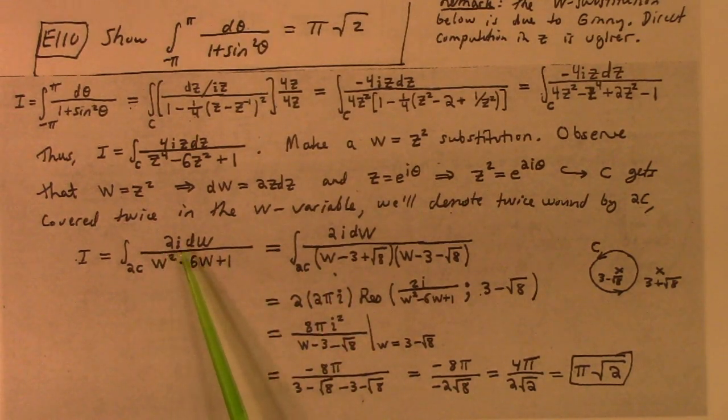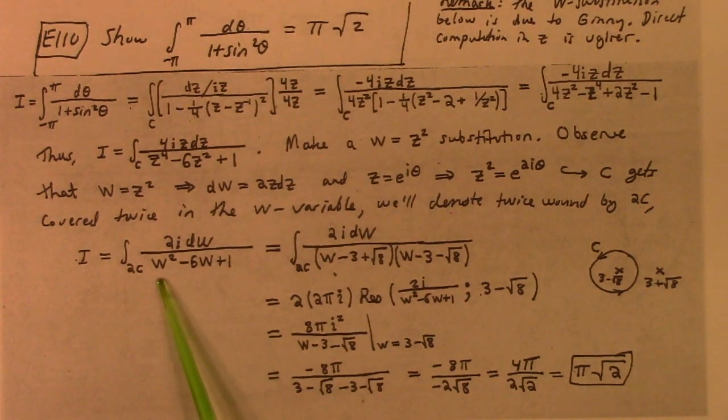So then you get 2i dw over w squared minus 6w plus 1, which is just a quadratic, so it factors, and then you have one singularity inside, one singularity outside. You calculate your residue, multiply by 2 pi i, and then another 2 since you're winding twice. Man, this example's cool. And yeah, so you get pi times root 2.